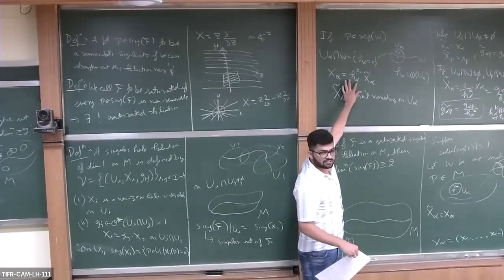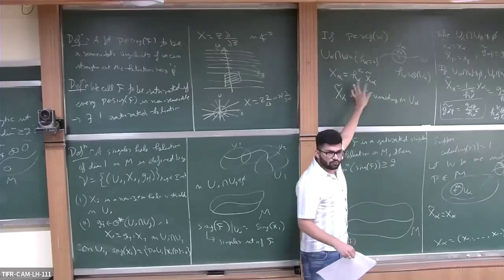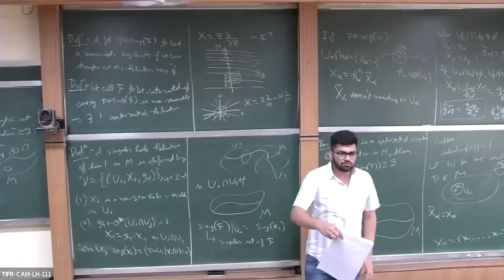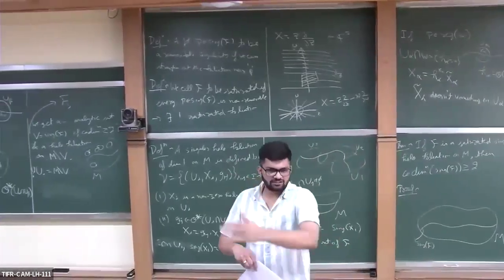Because on the set where this function does not vanish, you have two vector fields which are related by a non-zero, non-vanishing function. They give you the same solution, the same direction of the vectors.